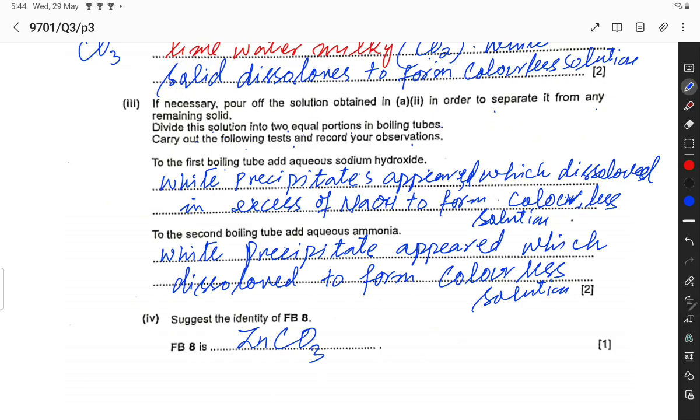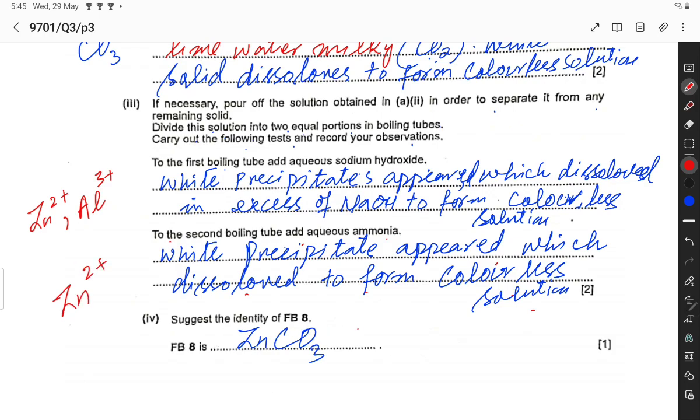A white precipitate appeared which dissolved to form a colorless solution. If a white precipitate forms and dissolves in excess sodium hydroxide, it might be zinc ion or aluminum ion that may be present in this FB8. To the second boiling tube, add aqueous ammonia. A white precipitate appeared which dissolved to form a colorless solution. If a white precipitate dissolves to form a colorless solution, then it must be zinc ions.